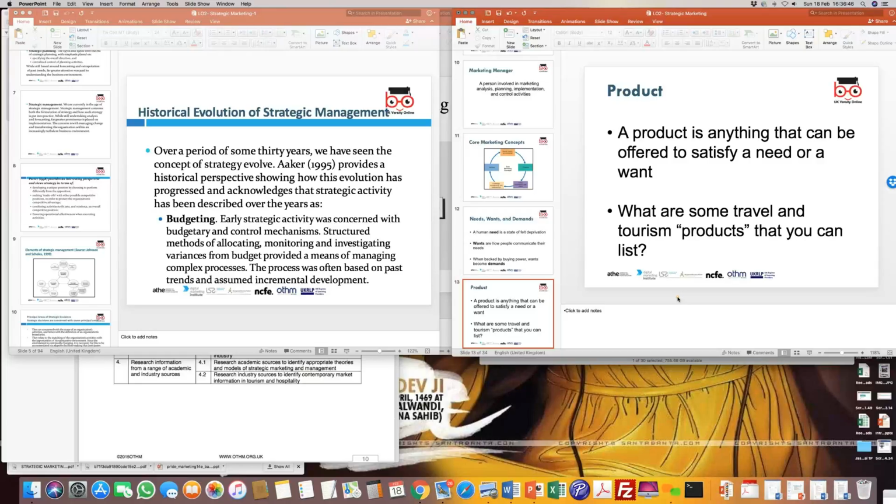So here the product is very specific. For example, some of the destinations that you would have traveled to are normally listed as party destinations, destinations for honeymooners, or family destinations, wherein the family can go and have a holiday.